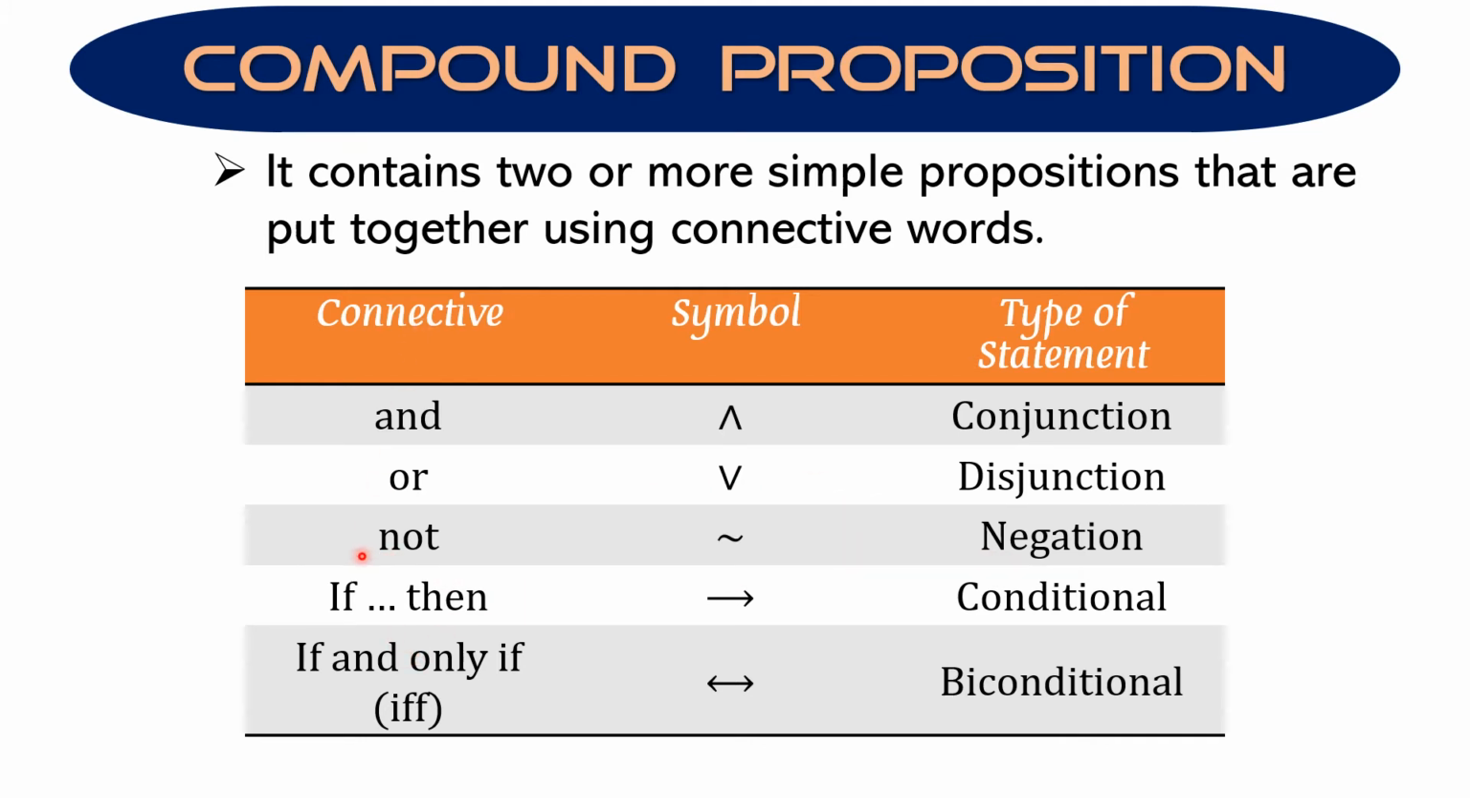Next, the connective if-then, represented by a symbol, an arrow going to the right. When you see this symbol and this word in a statement, that statement is a conditional statement.